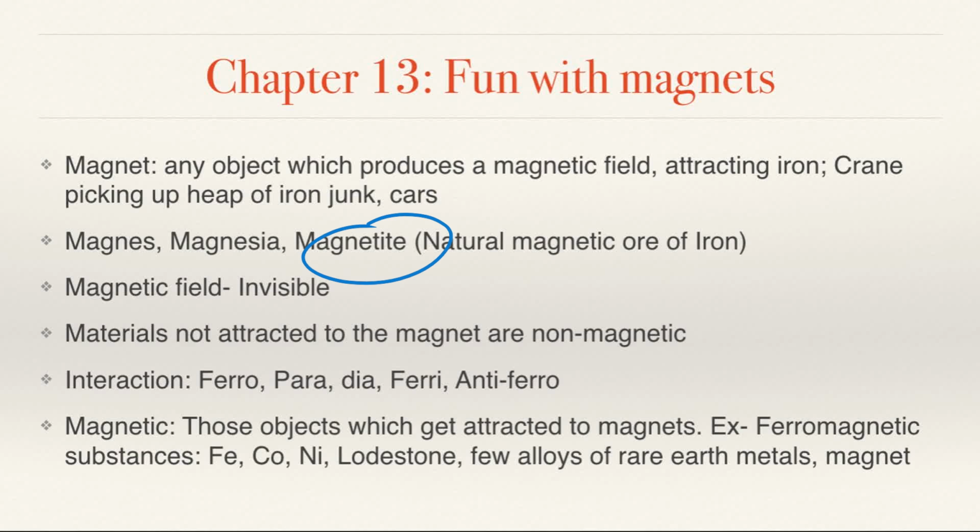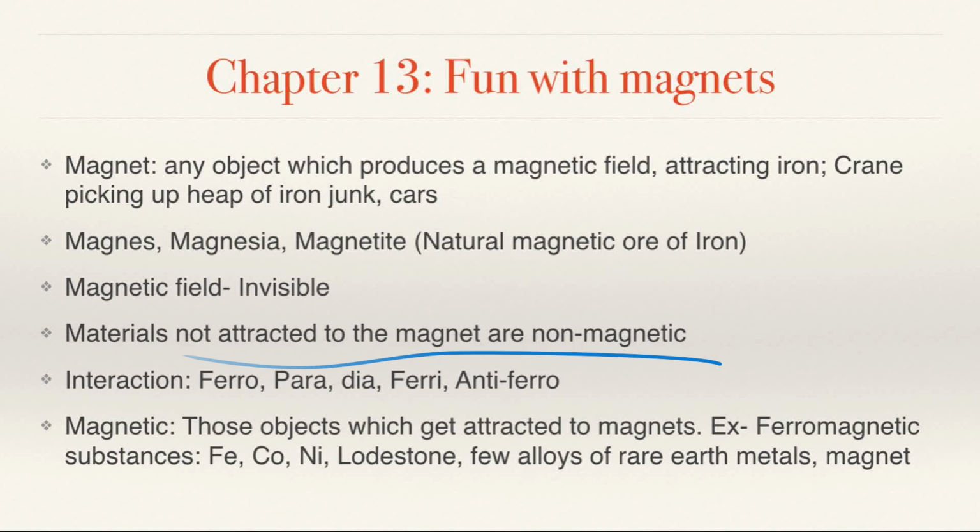Now obviously you cannot see a magnetic field surrounding a magnet because it is invisible to the naked eye. However, you can detect it by certain measures. Now materials which are not attracted to the magnets are obviously called non-magnetic. Cool. Now let's talk about interaction.